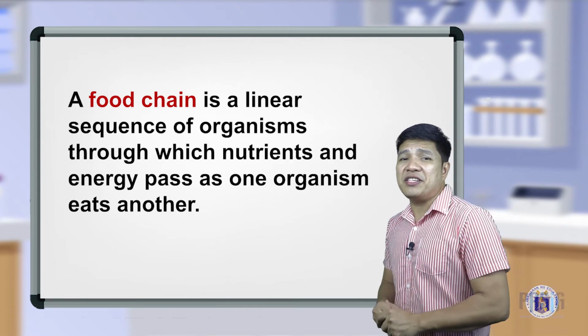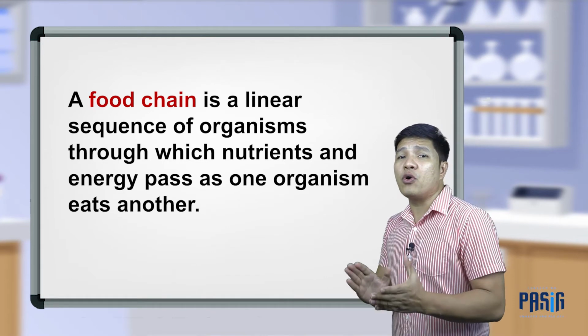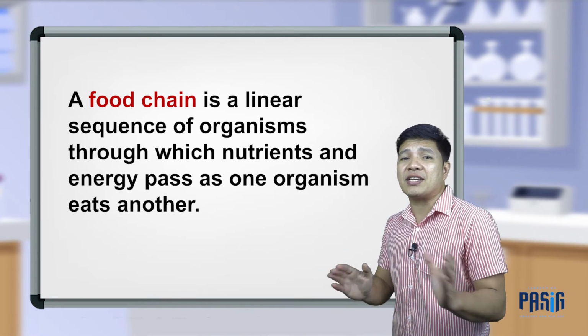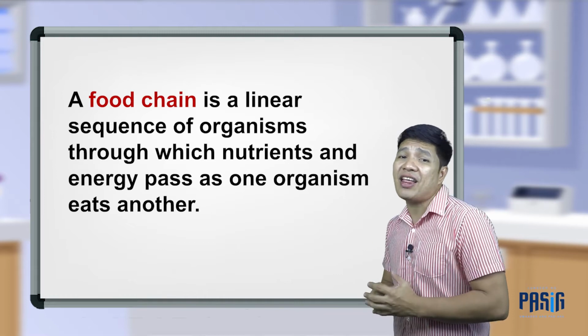In this episode, we're going to learn about the energy pyramid and how energy transfer takes place through the trophic levels. In your previous grade level, you learned about the food chain and food web. A food chain is a linear sequence of organisms through which nutrients and energy pass as one organism eats another.